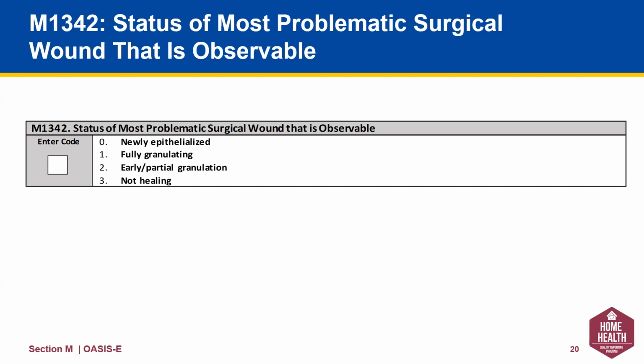So the definition again reads, M1342 is the status of the most problematic surgical wound that is observable. Again, you will look at the definitions on the right, select 0 through 3 that most closely describes your patient, and enter the code in the box to the immediate left.